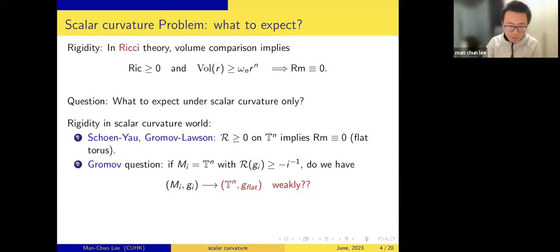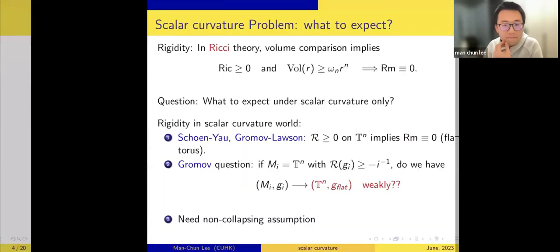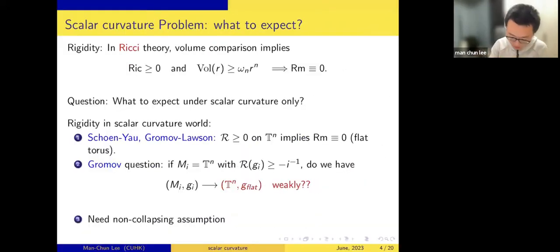Like what we expect, because the limit must be in some sense a non-negative scalar curvature, it must be in some sense a torus. But what is the "some sense" you are looking for is the question. Of course, you can't expect too much if you don't have anything else, because the manifold can be expanding, can be collapsing. You need some non-collapsing and non-expanding assumption to make sense of the whole question. Otherwise, the manifold will just expand to Euclidean space or collapse to a point, which makes no sense to talk about all this question.